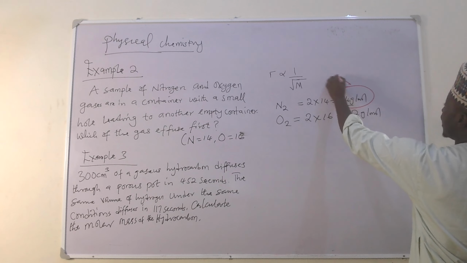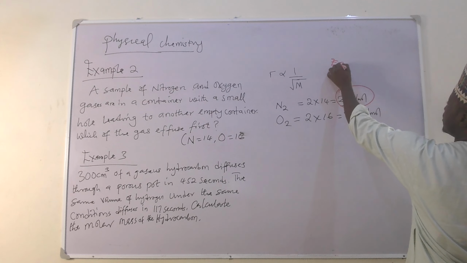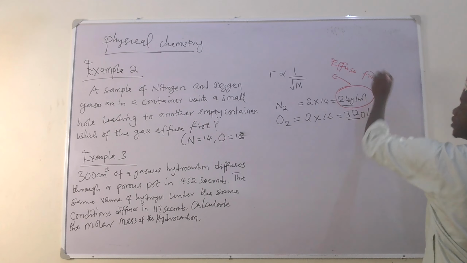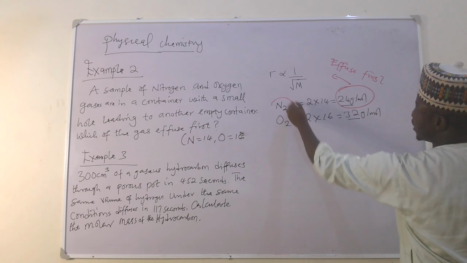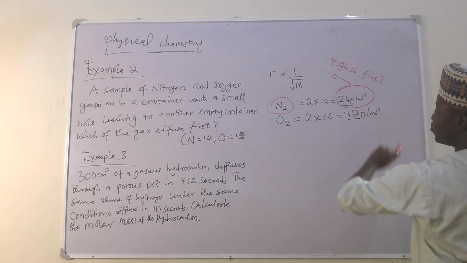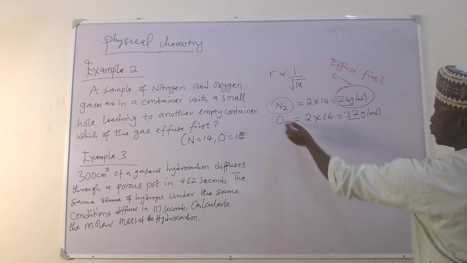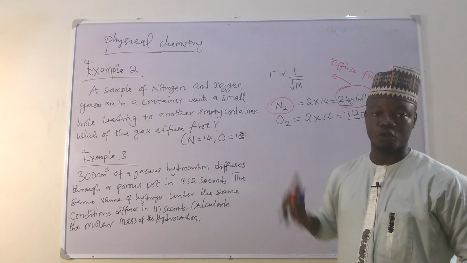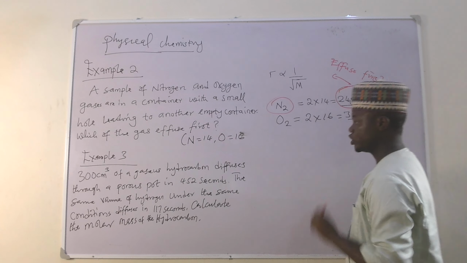So therefore, nitrogen will effuse faster. So the answer is the nitrogen gas will effuse faster because of its lower molecular mass, followed by the oxygen gas. So this is how to answer this question. Then let's move to question 3.